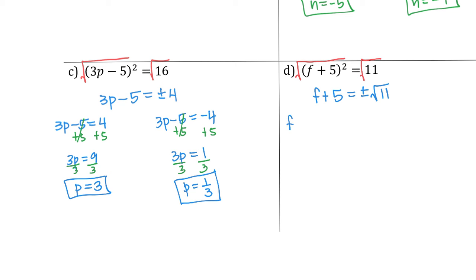I'm going to show you both ways so you can decide. So positive square root of 11, f plus 5 equals negative square root of 11. Okay, I'm going to minus the 5 even though this looks weird. Okay, now here's the problem. Those are not like terms. This has a radical, this does not have a radical.